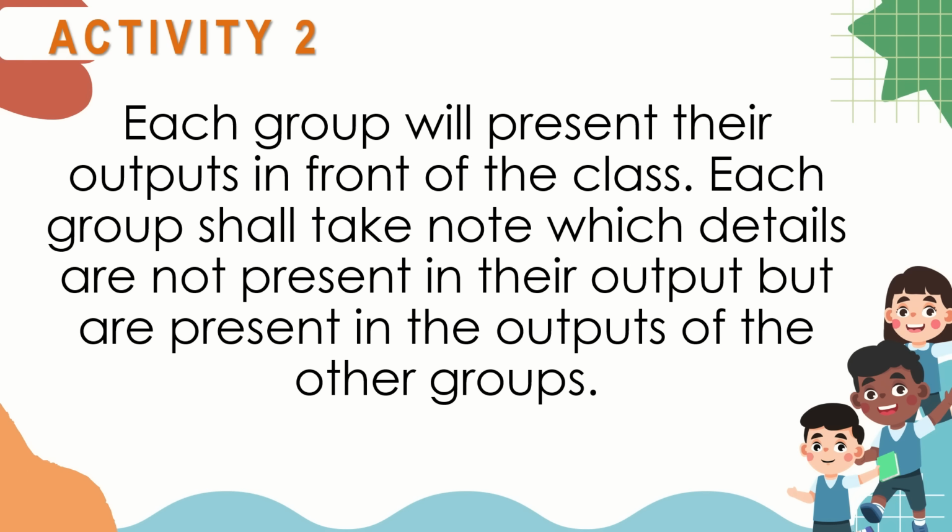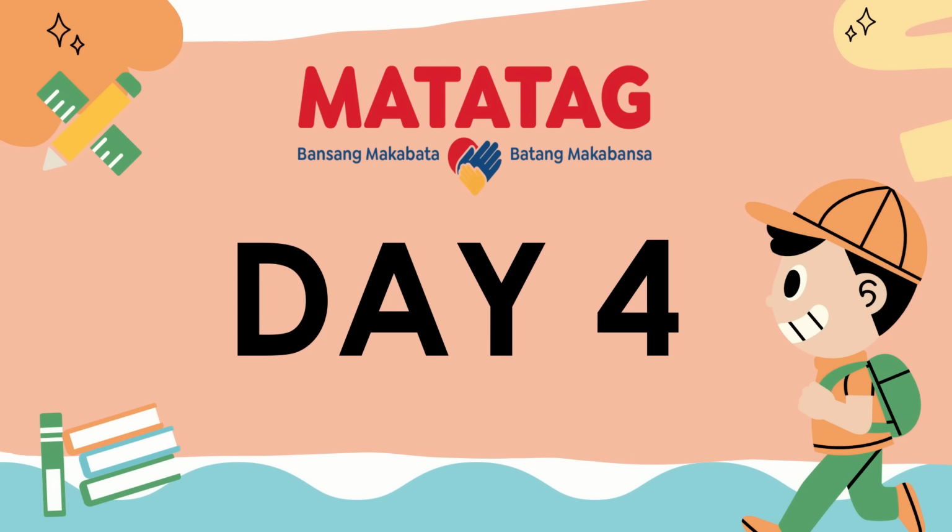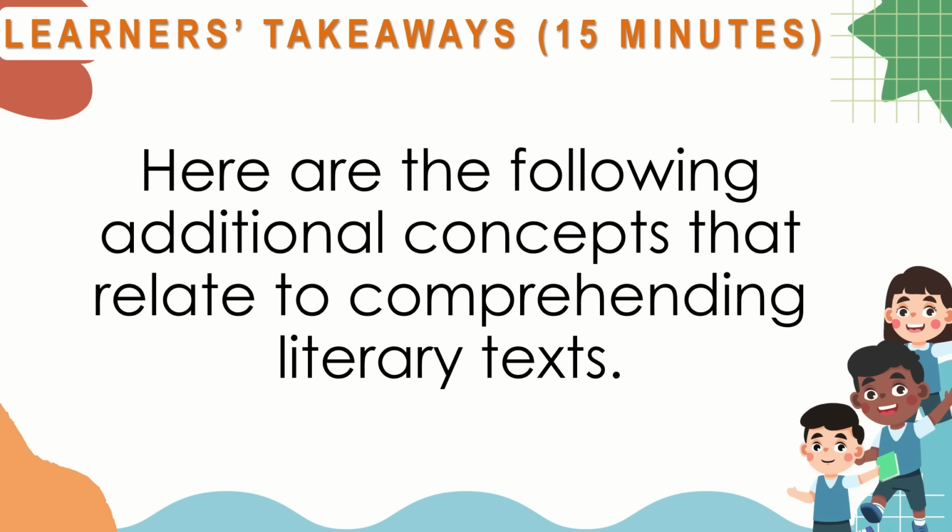For activity number 2, each group will present their outputs in front of the class. Each group shall take note which details are not present in their output but are present in the outputs of the other groups. For day 4, here are the following additional concepts that relate to comprehending literary text.